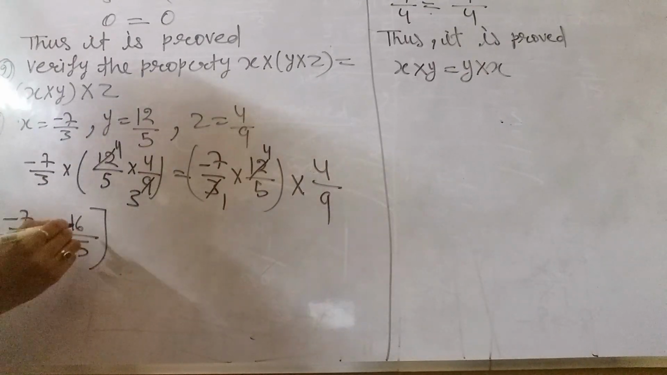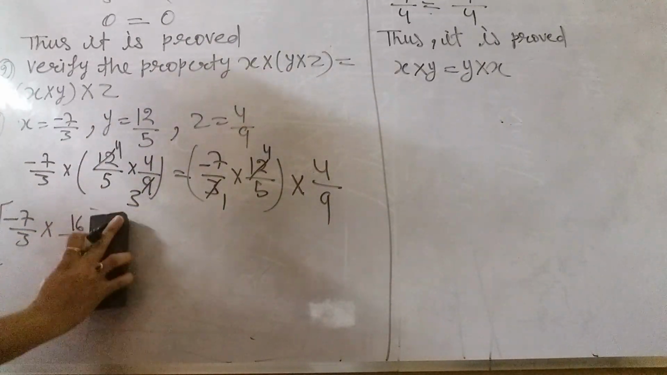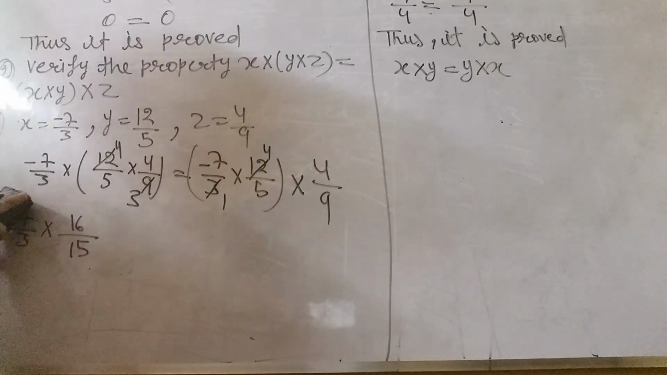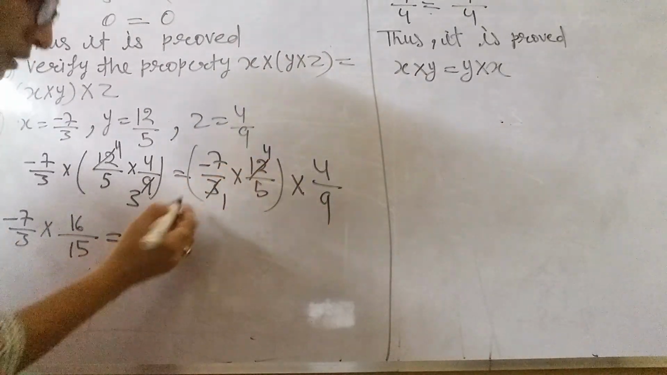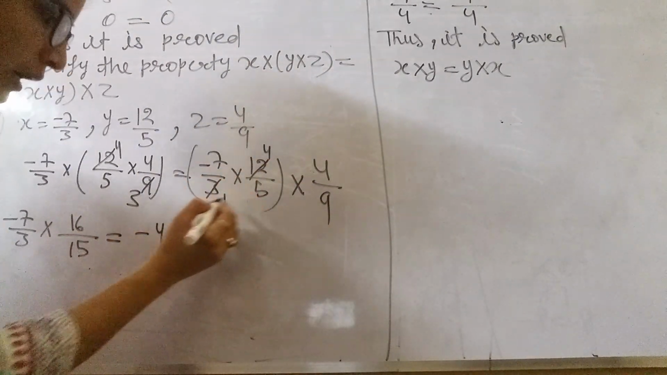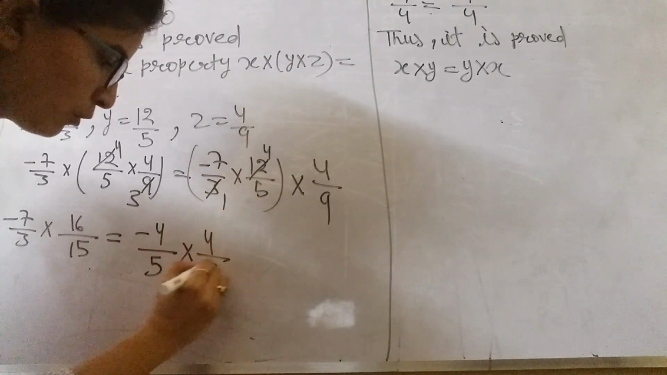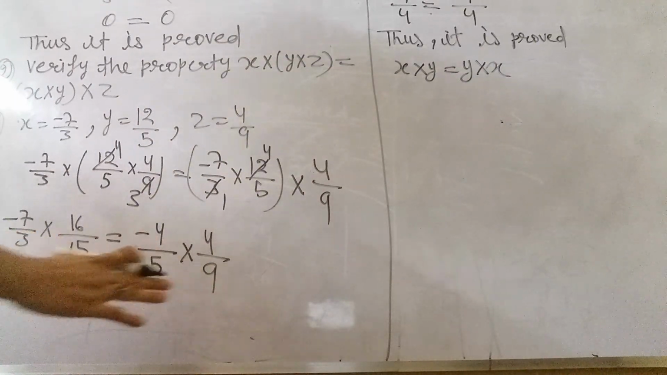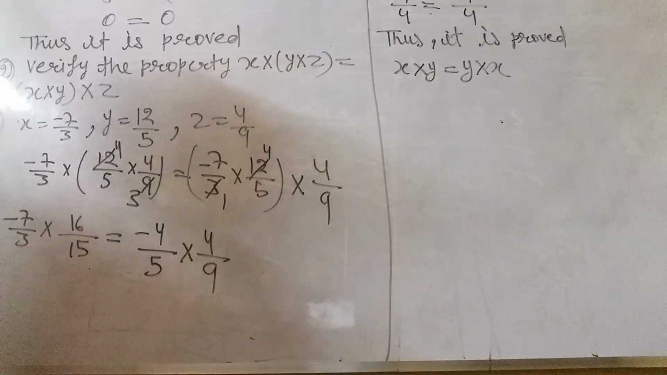Now that would be minus 7 upon 3 into 4 4s are 16, 5 3s are 15. We will put this in the... So we have minus 7 upon 3 on the left hand side, and here 4 1s are 4, that would be minus 4, and 5 1s are 5, here it would be 4 upon 9. So now no number is divisible by any common number, so we will simply multiply them.